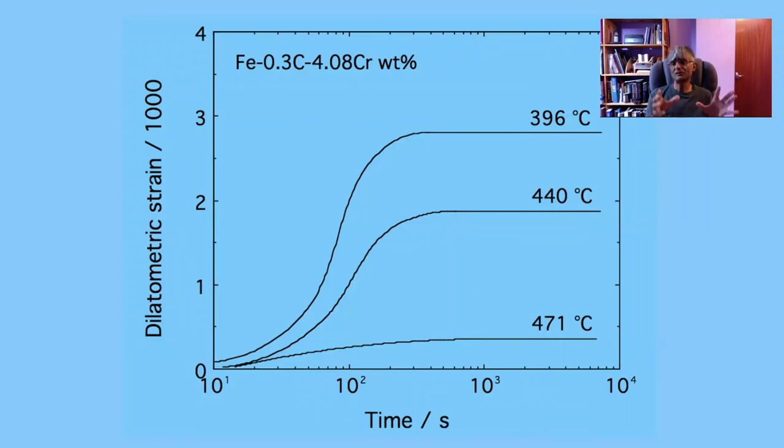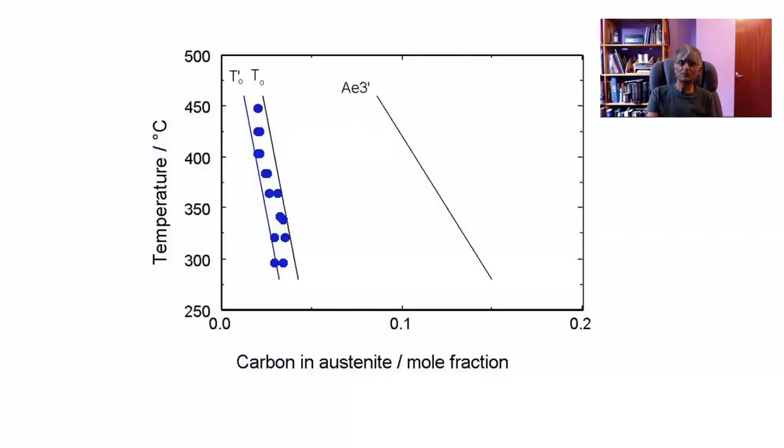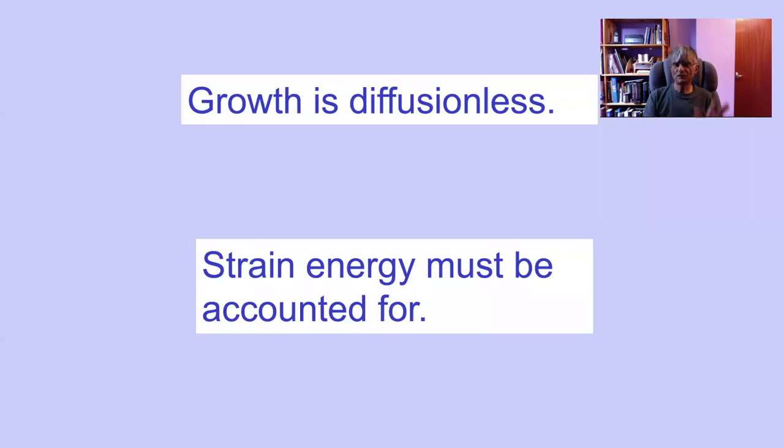Okay? So this is called the incomplete reaction phenomenon, because equilibrium would tell you that this reaction should stop when the carbon concentration of the austenite reaches this value. So thermodynamically, this is an incomplete reaction. Given a huge amount of time, the transformation can proceed further by a reconstructive mechanism so that the composition of the austenite reaches this value here. Okay, so just to summarize, growth is diffusionless, and of course it's a displacive transformation, so we must take account of strain energy.